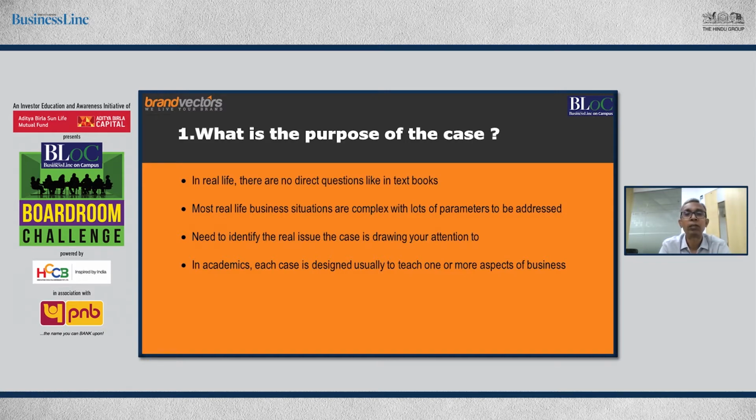Now, in real life, there are no direct questions. Nobody is going to ask you, what is the positioning, and you have to tell them this is the positioning. In real life, most problems are hidden to such an extent that it is impossible to frame the problem statement itself. And if you can frame the problem statement, you've solved 50% of the problem. But that itself is very difficult because it is hidden under layers of data, layers of information, layers of research. It is always hidden.